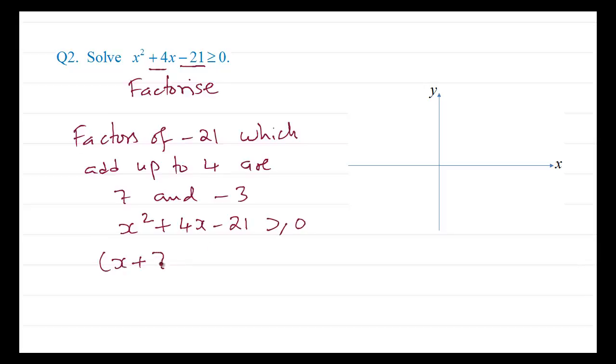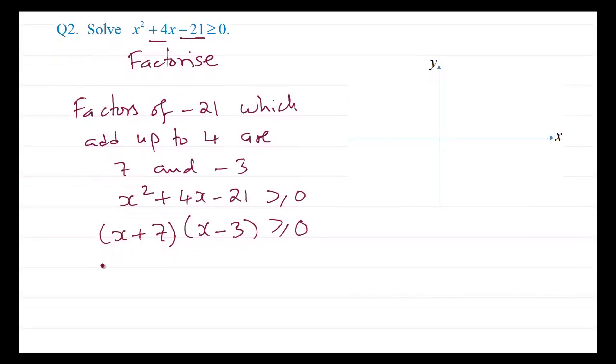x plus 7, then x minus 3 greater than or equal to 0. So the critical values are x equal to minus 7 or x equal to 3. So minus 7 or 3.